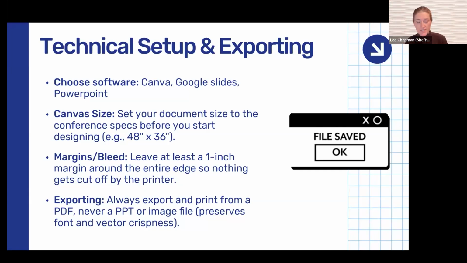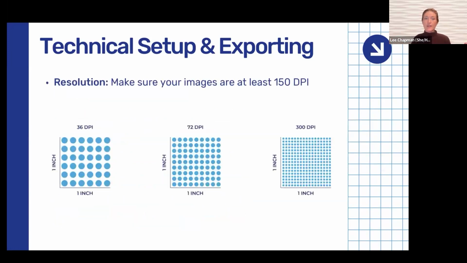Don't send the printer your PowerPoint or JPEG to print. That is not going to render well, and you might lose a lot of resolution in the process. When I say you might lose a lot of resolution, I'm talking about dots per inch. Sometimes it's pixels per inch, PPI, but because we're printing, it's dots per inch. If you have 300 DPI, 300 dots per inch, then you're going to have a lot crisper and better resolution of an image.